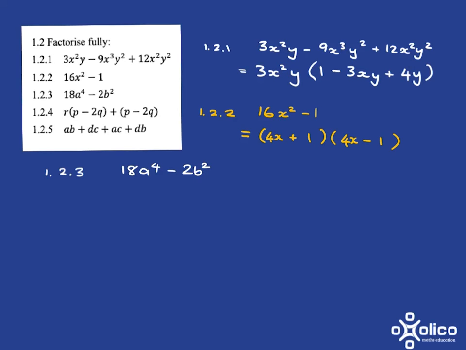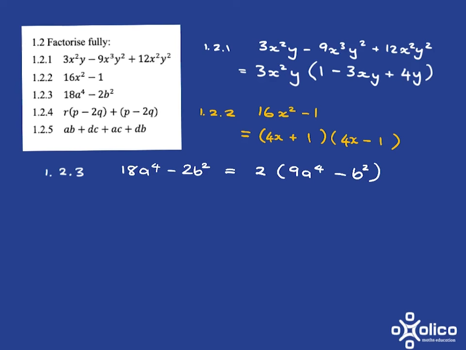Okay, what about this one? What's always our first step when we're factorizing? We look for a common factor. And here we do have a common factor, because 2 divides into 2 and also into 18. So we're first going to take out that common factor. And then we end up with this scenario.